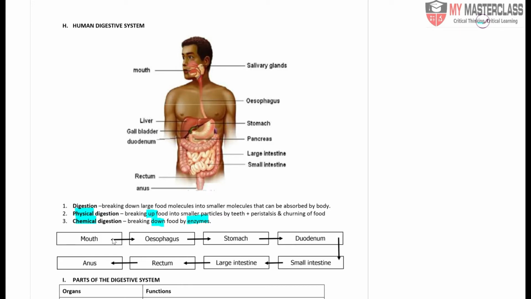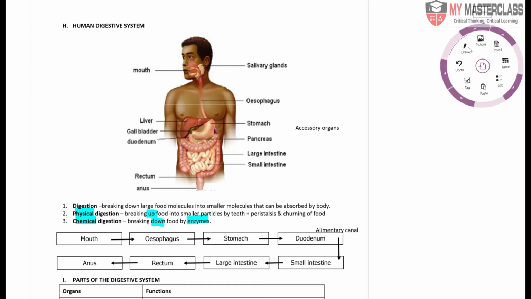Okay, so you can see that it is actually one whole long chain and it's all connected to one another. So therefore, this is also otherwise known as the alimentary canal, because it forms a canal loop on its own. At the same time, you will also have things like the accessory organs, which will help out in digestion itself, but it is not part of the alimentary canal.